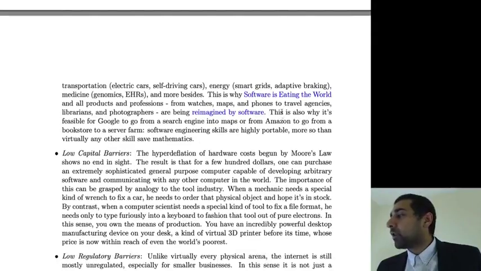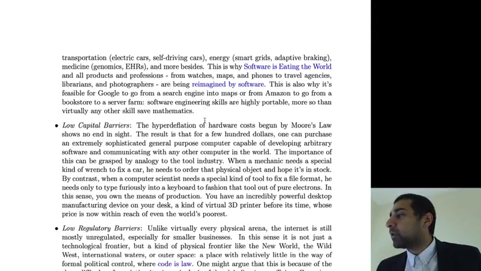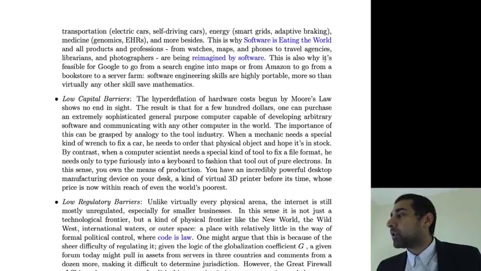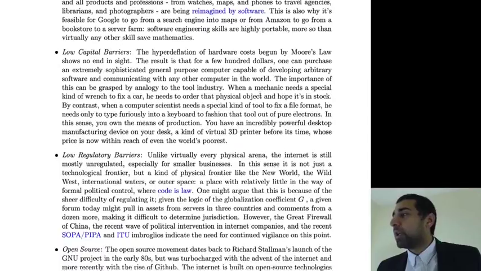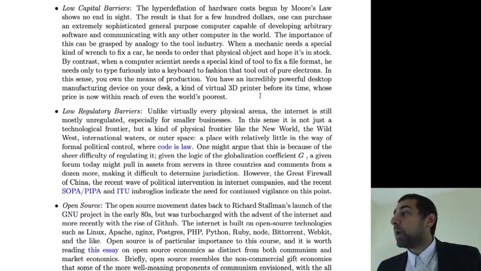And so the generality of software is why it's feasible for a company like Google to go from a search engine into Maps, or Amazon to go from a bookstore to a server farm. Software engineering skills are extremely portable, more so than probably anything besides pure math.